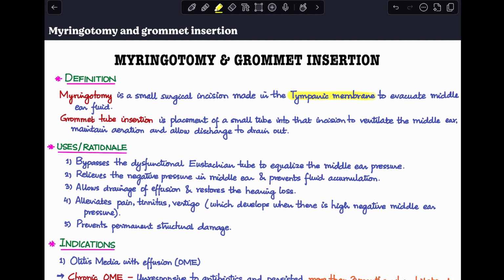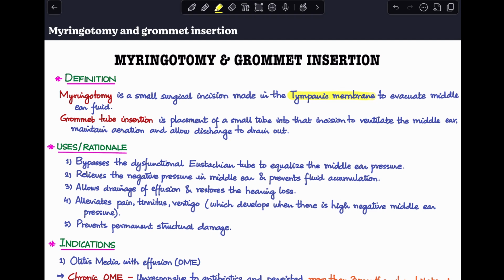So when we are doing a myringotomy and placing a ventilation tube inside, our major purpose is basically to bypass the dysfunctional eustachian tube. We all know that the function of the eustachian tube is to equalize the middle ear pressure. In a lot of cases, for example in otitis media with effusion, the eustachian tube is not functioning properly. As a result, it is not able to ventilate the middle ear, and this leads to the development of negative middle ear pressure and accumulation of fluid within the middle ear. So this surgery is done so as to bypass that function.